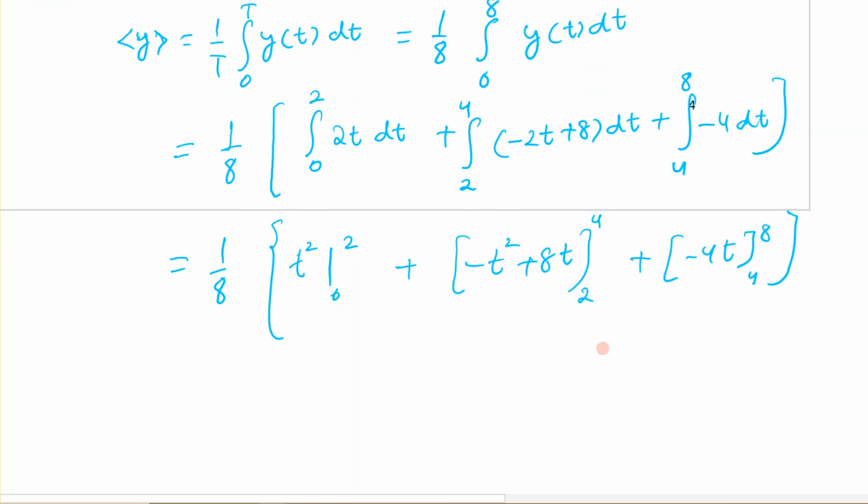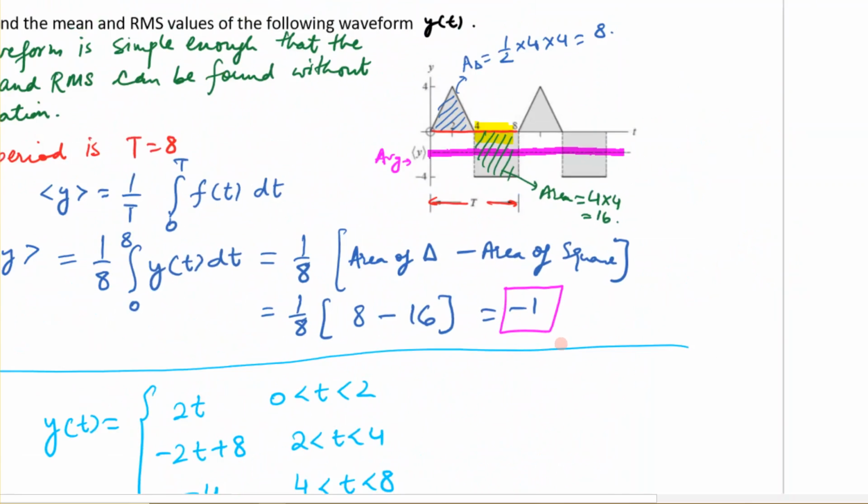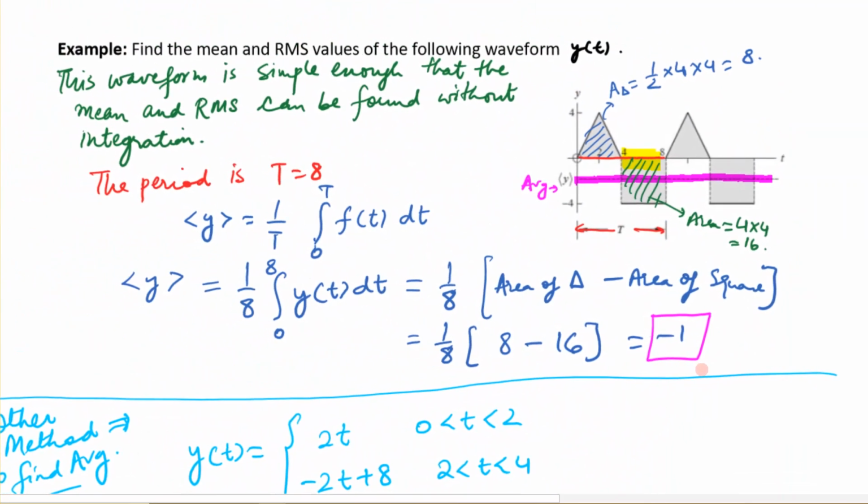And when we put the limit, you will notice that in the end you get -1, which is same as what we got before. So the average value of this function is -1, and it's represented by this pink dashed line here.